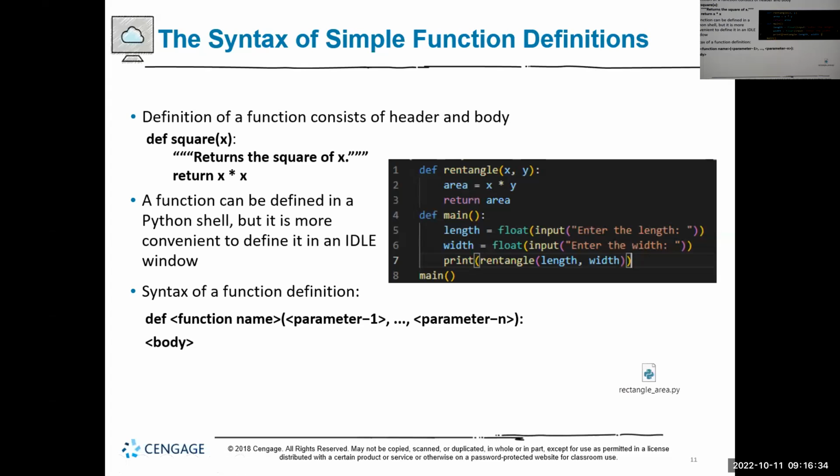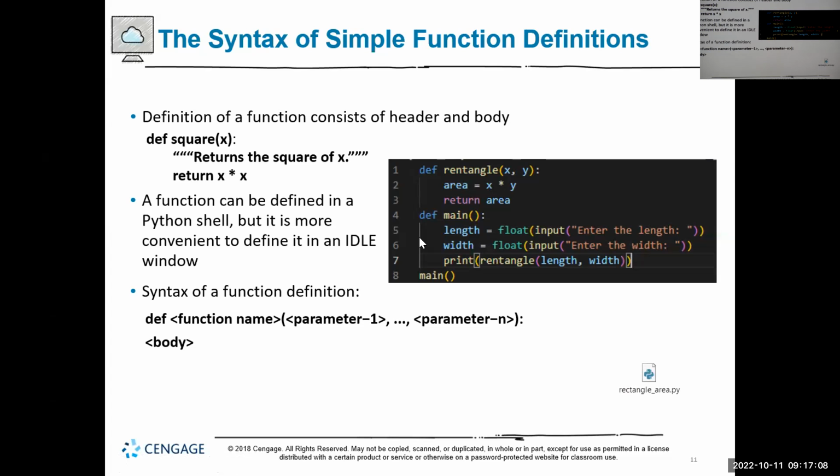Okay, now about the definition of the function, it consists of the header and the body. So basically, that's the syntax when you define a function. When you use def here, that's when we define the function. And square here is the name of the function, and x here is the parameter of the function, right? A function can be defined in the Python shell, but normally it is more convenient to work with the IDLE window, or in this case, I work with Visual Studio here.